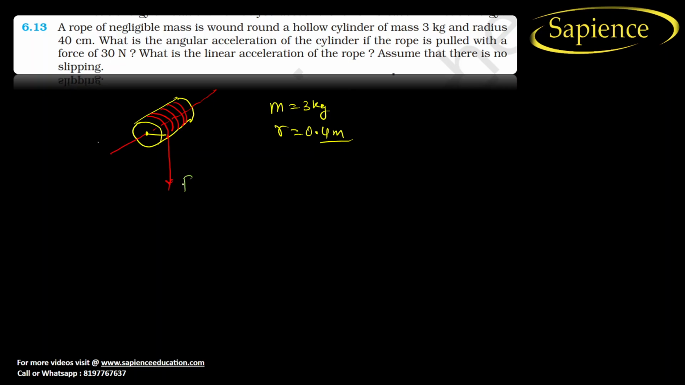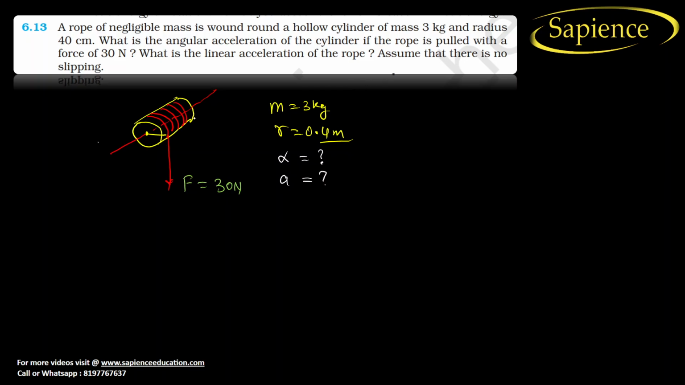So the pulling force, that is force, is equal to 30 Newton, right? If they are pulling it with 30 Newton, what is the linear acceleration of the rope? So we need to find angular acceleration, that is alpha, is equal to what, and linear acceleration, that is a, is equal to what.